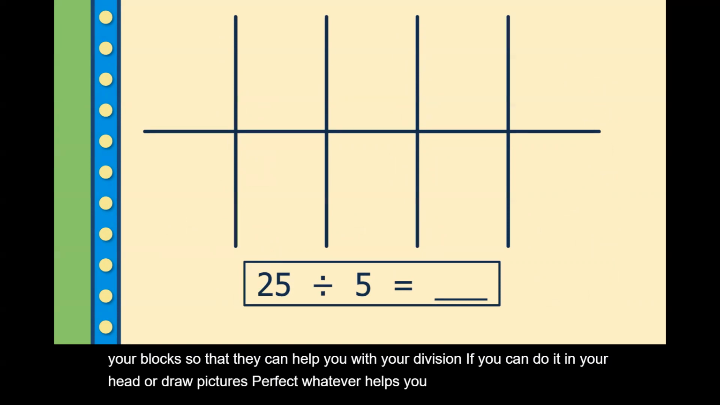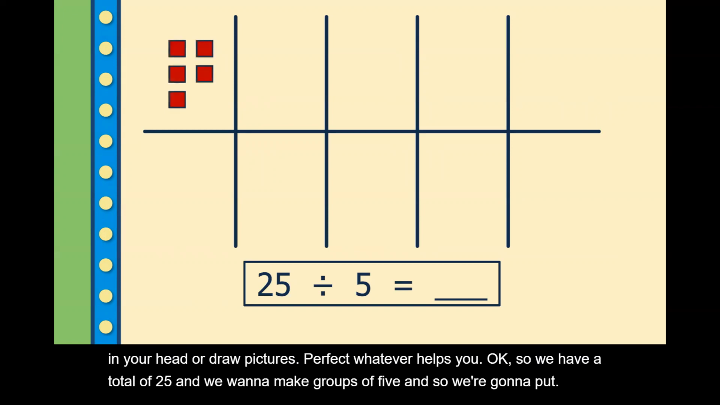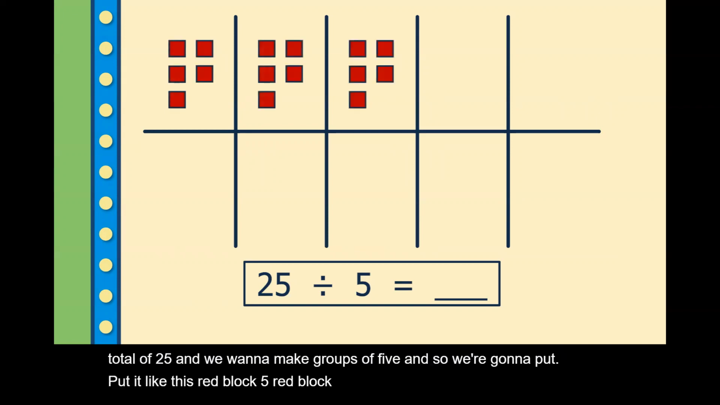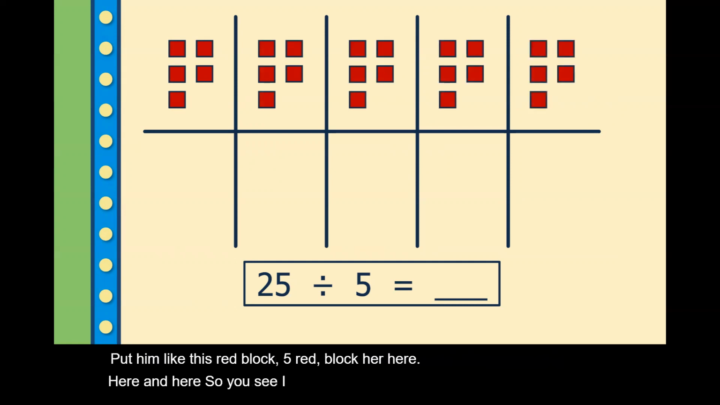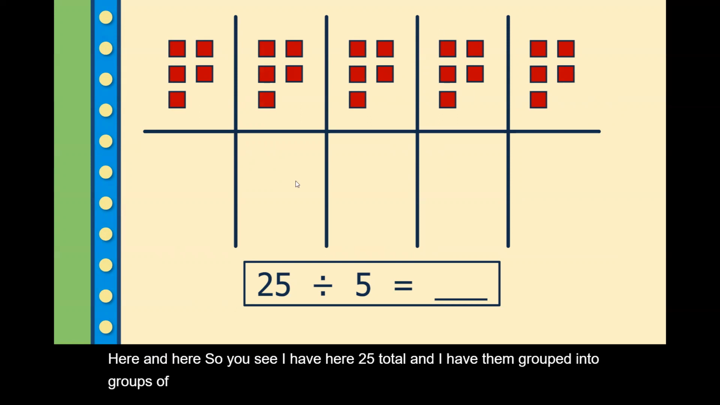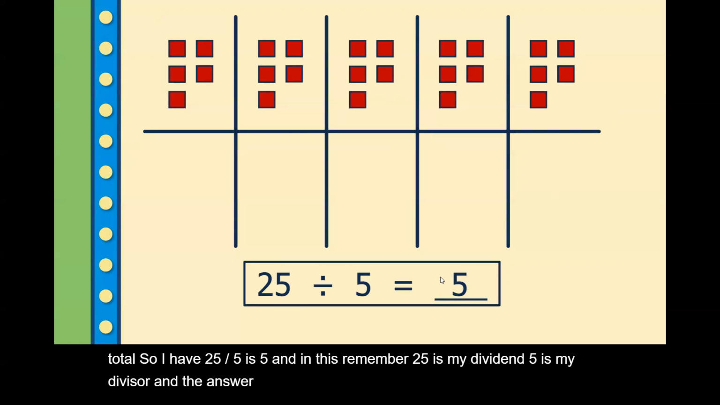So we have a total of 25 and we want to make groups of 5. And so we're going to put them like this, 5 red blocks here, here, here, here, and here. So you see I have 25 total, grouped into groups of 5. If I look at how many sets that makes, it makes 1, 2, 3, 4, 5 sets total. So 25 divided by 5 is 5. And remember, 25 is my dividend, 5 is my divisor, and the answer 5 is my quotient.